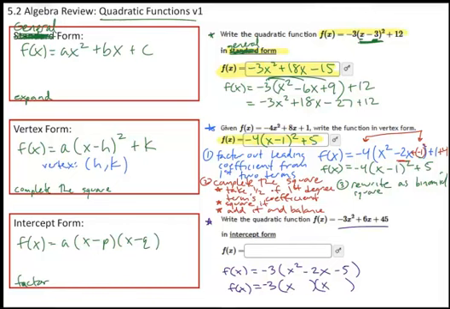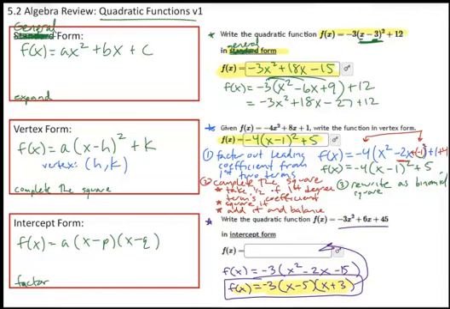Or not 5, sorry, this is a 15. So when I take out a -3 from 45, I'm left with a -15. And so when I look at my factors here, what are the factors of -15 whose sum is -2? -5, +3, there are my factors. Okay, and so this is my intercept form. All right, so that is the process that you're looking at when you are rewriting these different forms of a quadratic function.